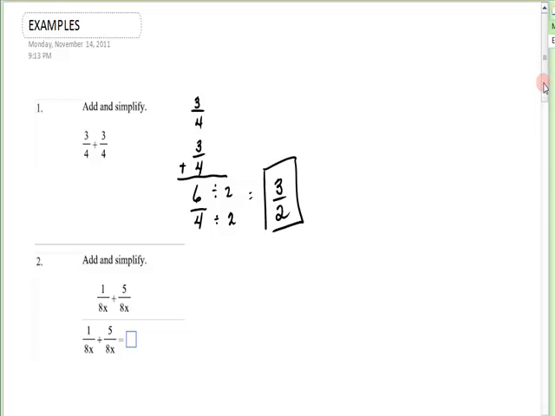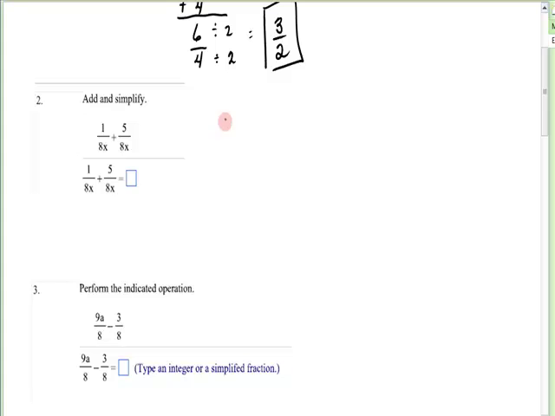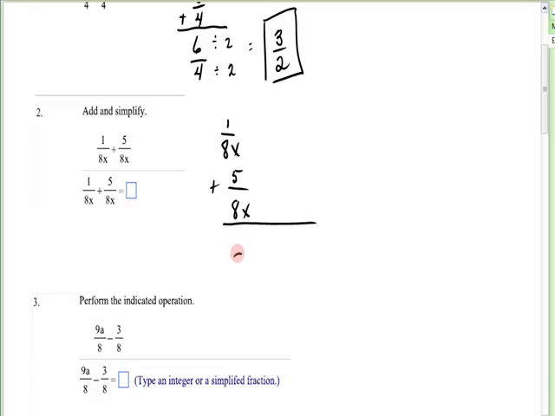All right, let's look at another one where we have common denominators. I have 1/8x plus 5/8x. Once again, I already have a common denominator, so all I need to do is keep the 8x, add the tops. 1 plus 5 is 6. Can I reduce? Yes, again, 2 is the common factor. 2 goes into the top 3 times, 2 goes into the bottom 4x times. I have my answer. It's reduced to lowest terms.